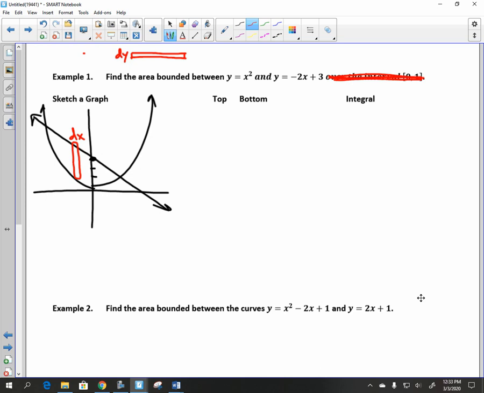Which one's the top function? Yeah, negative 2x plus 3. I take that and I subtract the bottom function. What's the bottom function? x squared.